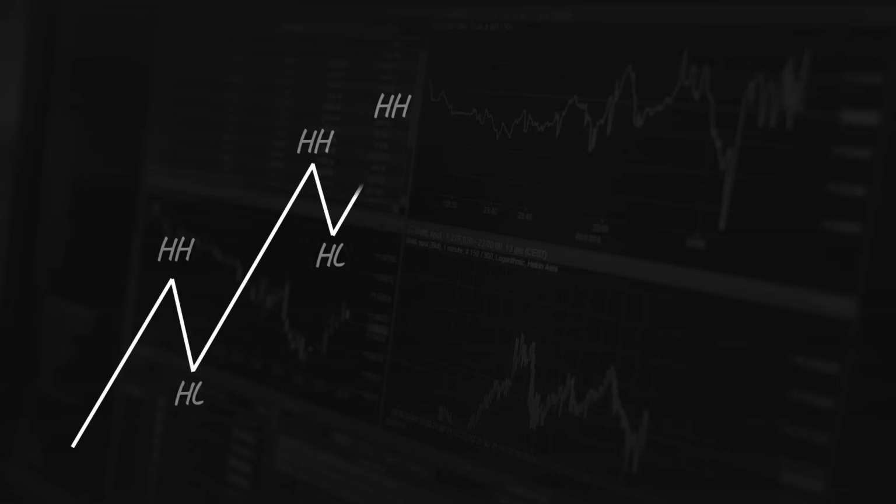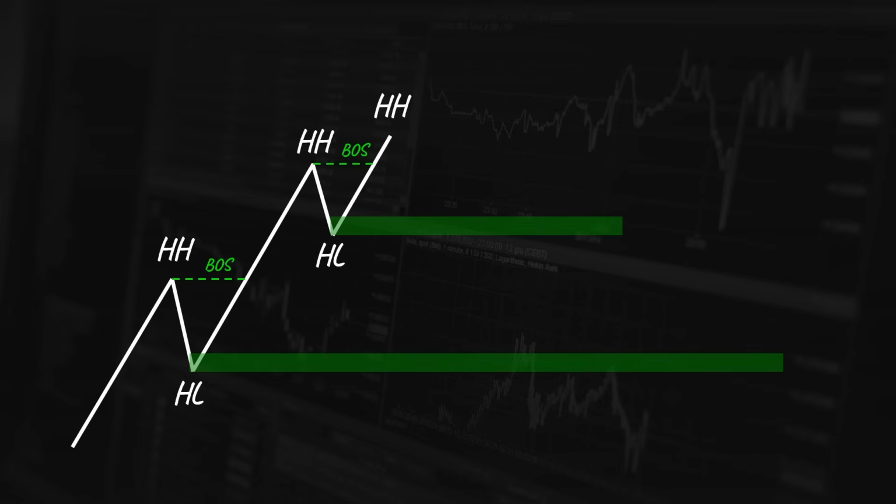Imagine the price is moving in an uptrend, creating a series of higher highs and higher lows. Each time the price breaks the structure to the upside with inefficiency, a demand zone is formed. These demand zones remain unmitigated until the price taps into them, offering a perfect opportunity to follow the dominant trend.